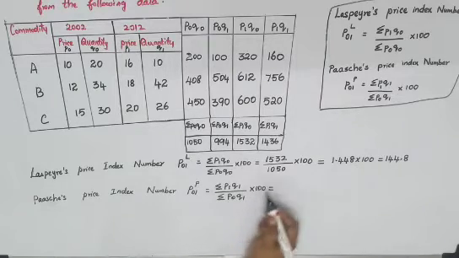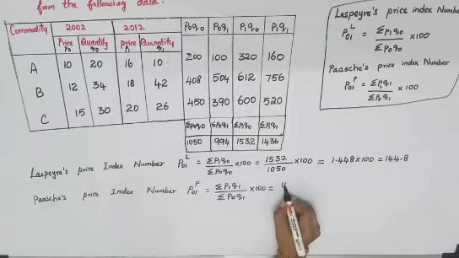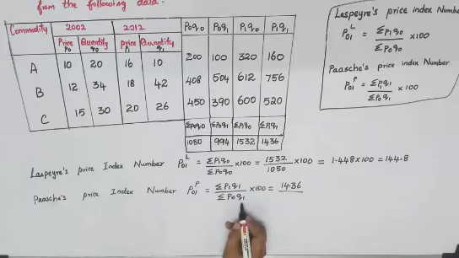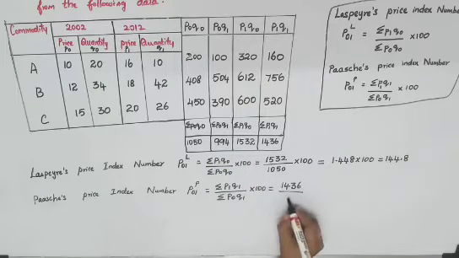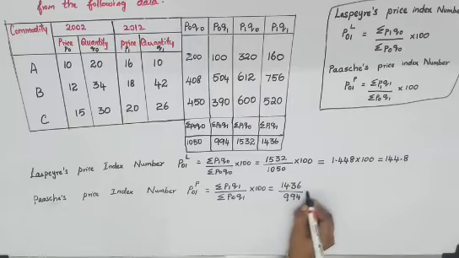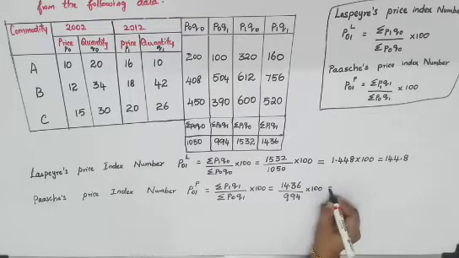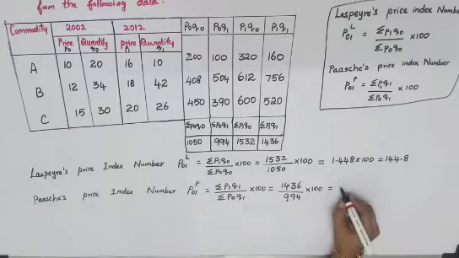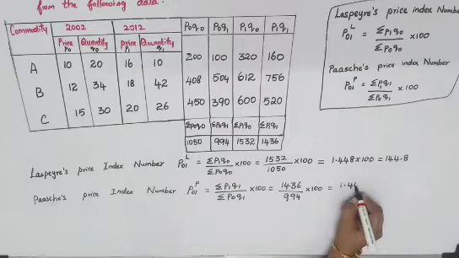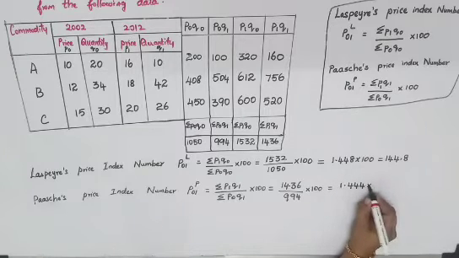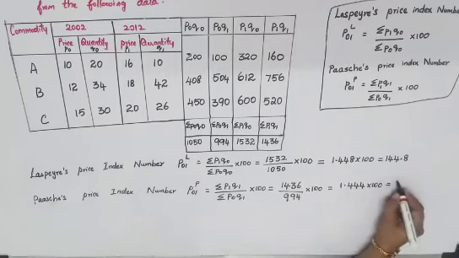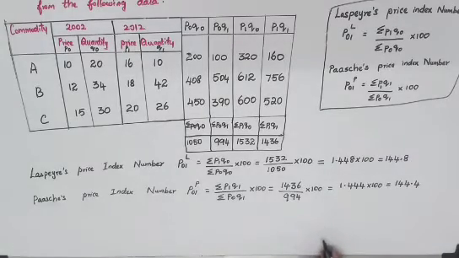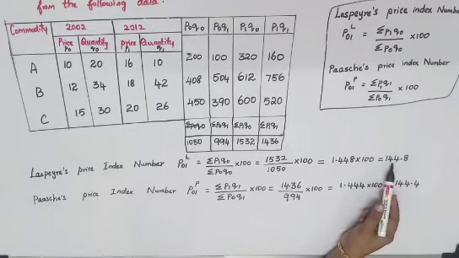So sigma P1 Q1, this value, 1436 divided by sigma P0 Q1. P0 Q1 is 994, so 994 into 100, which is equal to 1436 divided by 994. You will get your answer as 1.444 into 100. So the final answer will be 144.4.